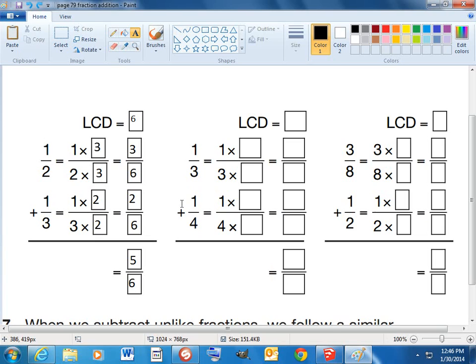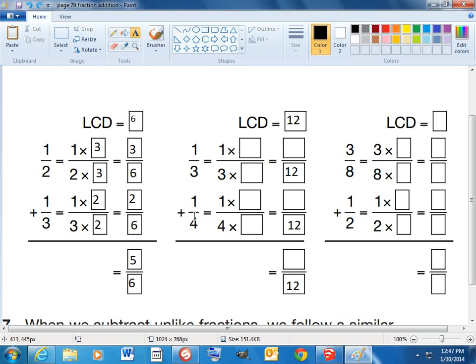3, 6, 9, 12, 15, 18. The other list for 4s: 4, 8, 12, 16, 20. What did you hear on both? 12. 12, that's right. So for this one, we're going to use 12 for all the fractions, and the answer is going to be out of 12ths. I mean, unless we have to reduce it, but we don't on this one. Okay? If you haven't had those, why don't you write those in right now?